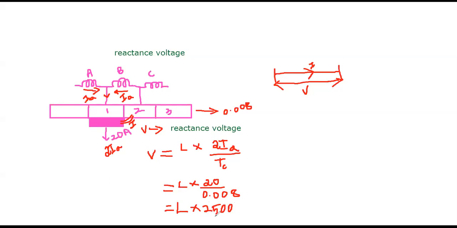Just consider if the inductance value is 1, the amount of voltage we are going to get is 2500 volts with this commutator and brush arrangement. If the inductance value is 0.5, then it is 1250. If it is 0.25, then we are going to get 750 of reactance voltage. So only we are saying that it is very, very dangerous to the machine.